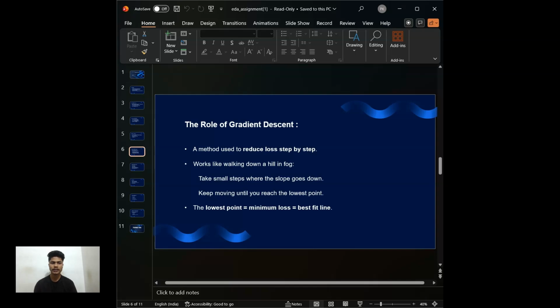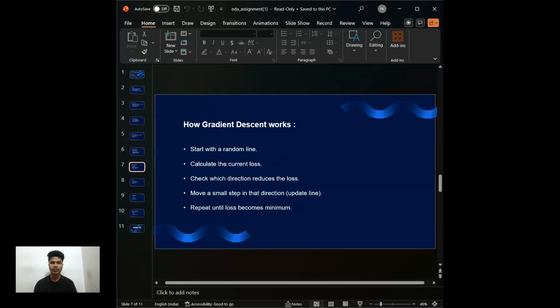That lowest point is where the ground is at its minimum. And in our case, this means minimum loss. So in gradient descent, the computer does exactly this. It keeps adjusting step by step until it reaches the lowest loss, which gives us the best fit line.